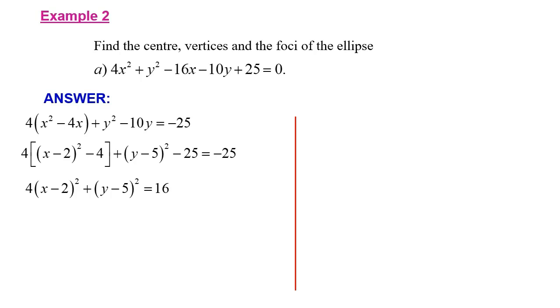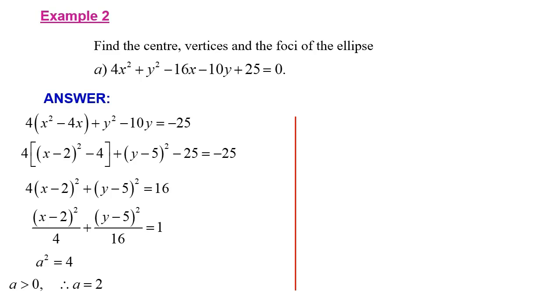And then lastly, don't forget the right hand side is 1. So you have to divide everything by 16. So 4 over 16 will be over 4, and here over 16 equals 1. Okay. So from here we know the value of A and B below here: the value of A is 2 and the value of B is 4.